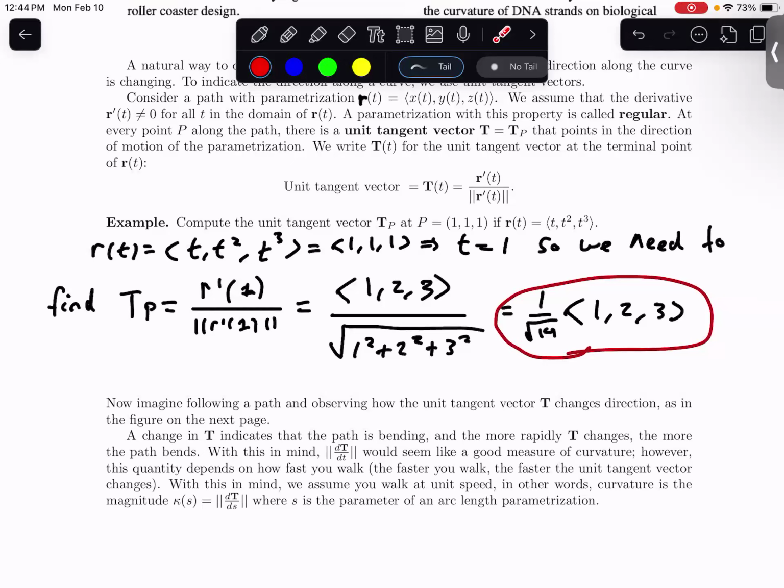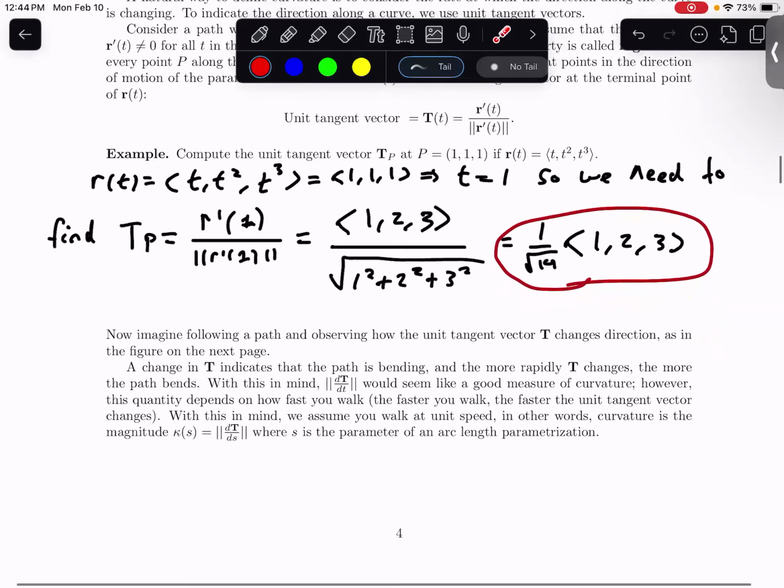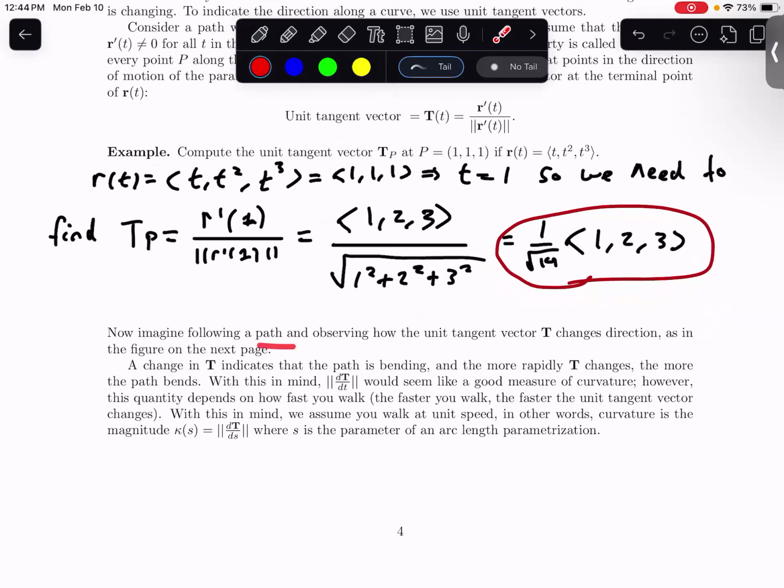Okay. So before finishing class today, I only have a couple more minutes. I just want to relate how the unit tangent vector is going to show up in computing curvature. And so now we're going to imagine we're following a path, and we're going to observe how the unit tangent vector T changes direction, as in the figure on the next page.